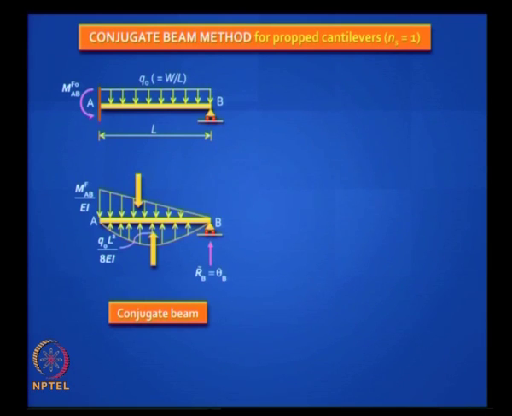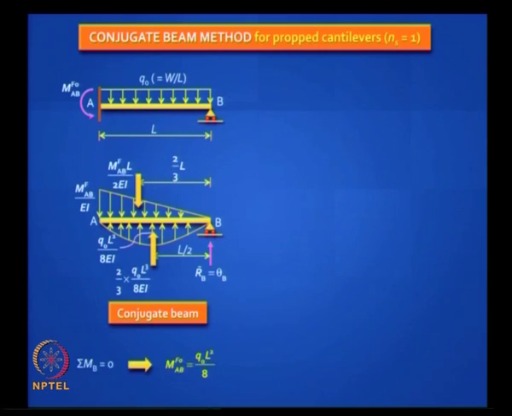Here you will find that the conjugate beam is not free, it is hinged, and so the support reaction in the conjugate beam will take some reaction, and that reaction will be equal to the slope of the beam at B. Again you equate the forces and you can get the solutions. In this case it works out to be q naught L squared by 8 for a uniformly distributed loading.